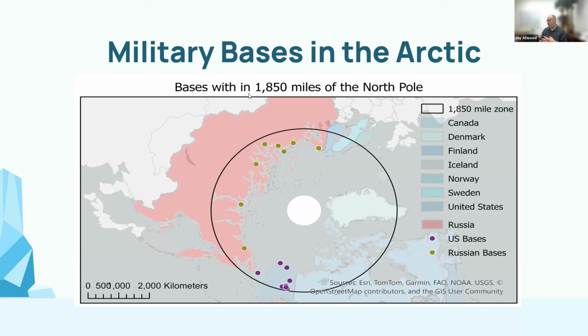What I did is I used that to determine how many bases each country has within that Arctic region, so that we can get an idea of how these countries can project military power in the Arctic. This analysis determined that Russia has 9 military bases within that zone, and the United States 11.